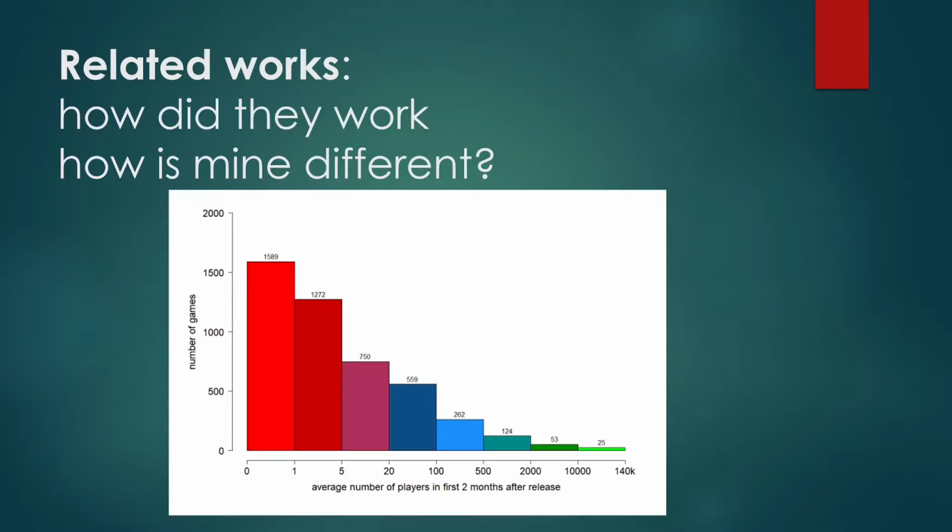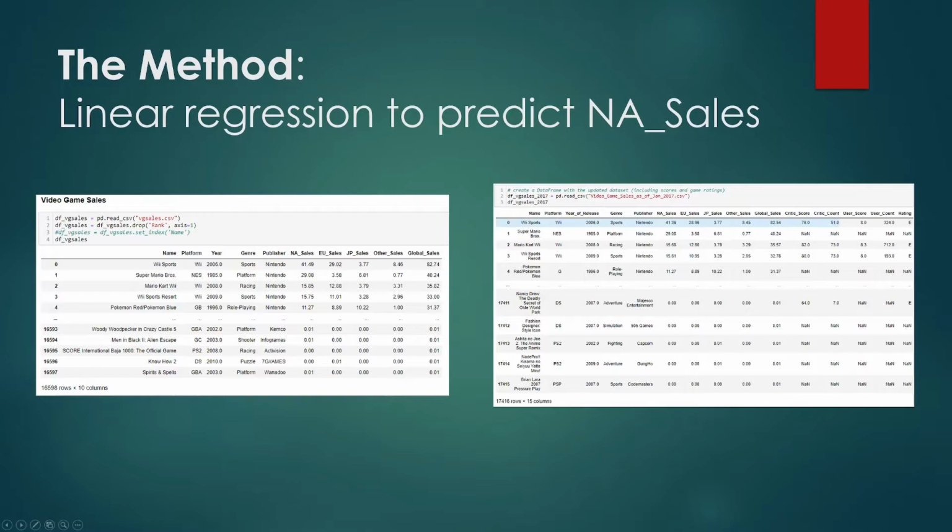In one of the related works, a similar study done by a student at the Masaryk University in the Czech Republic, he used support vector machine, regression trees, and naive Bayes to predict not only sales, but the current player base of certain games. I stayed very similar to the original paper, but added in a few extra models as I went along. So the method.